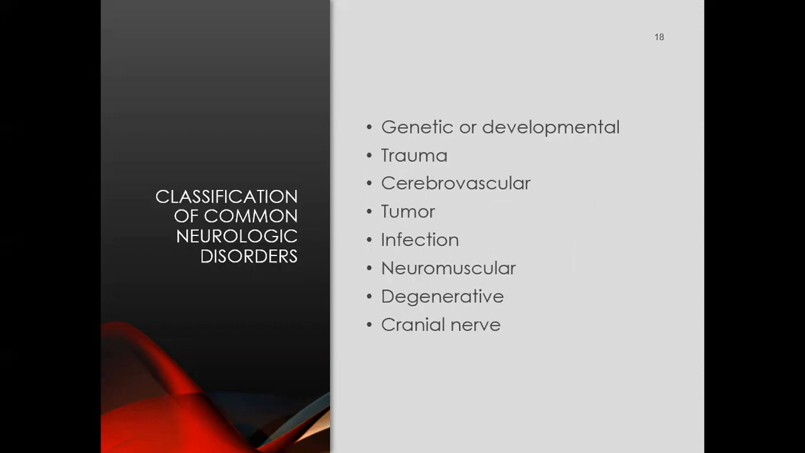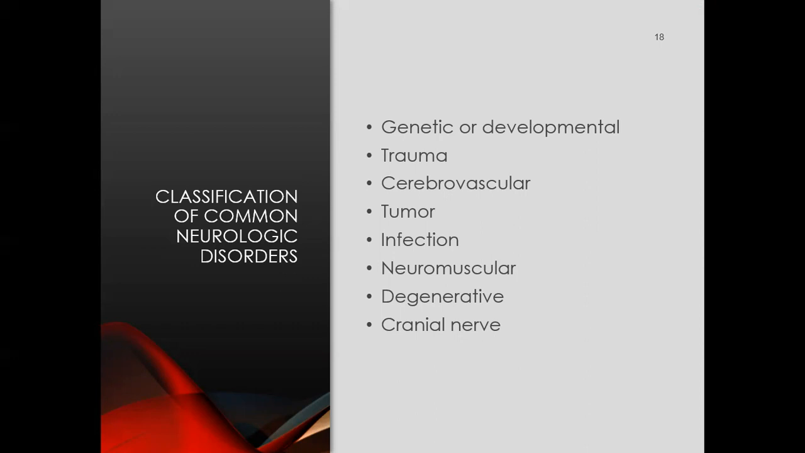Common neurologic disorders can include genetic or developmental disorders. Examples are cerebral palsy, muscular dystrophy, Huntington's disease. Trauma can cause neurologic disorder: head injury, a penetrating brain injury, a spinal cord injury, or ruptured intervertebral disc.